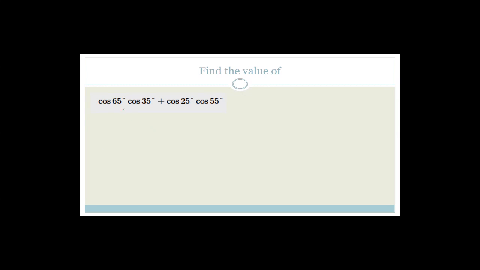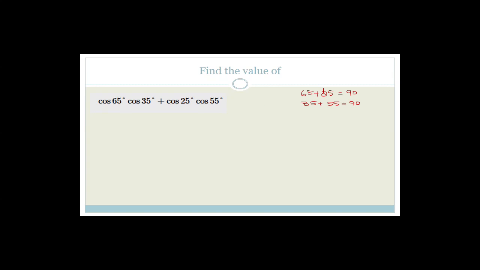Right, now let's look at this one. We've got cos 65, cos 35. Then we've got cos 25, cos 55. So initially it looks like an interesting thing, but do you see that we've got 65 and 35 and 25 and 55? Okay, but what happens if I realize that 65 plus 25 equals 90, and 35 plus 55 is equal to 90.